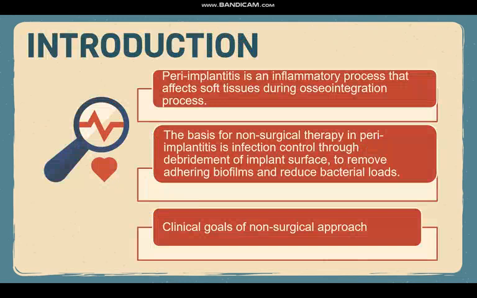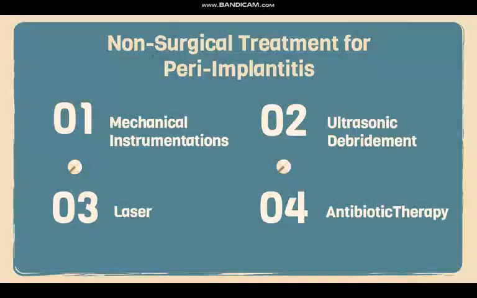Introduction. Peri-implantitis is an inflammatory process that affects soft tissue during the osseointegration process. The basis for non-surgical therapy in peri-implantitis is infection control through debridement of the implant surface to remove adhering biofilm and reduce bacterial load. Clinical goals of the non-surgical approach are to reduce the total number of microorganisms on the titanium surface, to reduce probing pocket depth, to reduce and eliminate bleeding on probing, to improve measures of self-administered oral and dental hygiene and peri-implant tissue health, and to prevent reinfection.